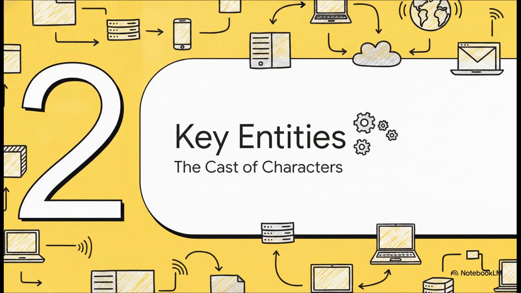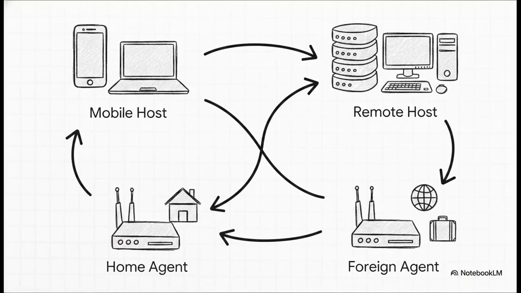Section 2. The cast of characters, or key entities. Okay, so our cast of characters features four main players. First up, we have the mobile host. That's your phone or your laptop. Then we have the remote host, which is the server or person you're actually communicating with.